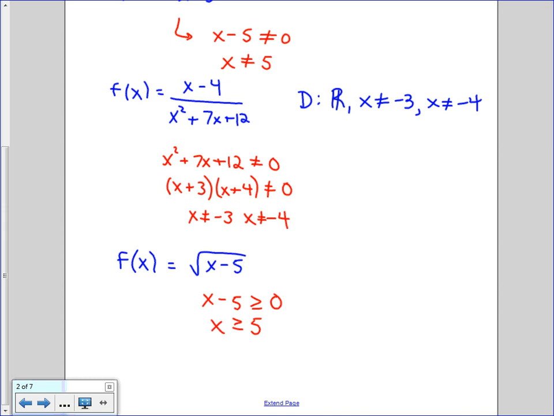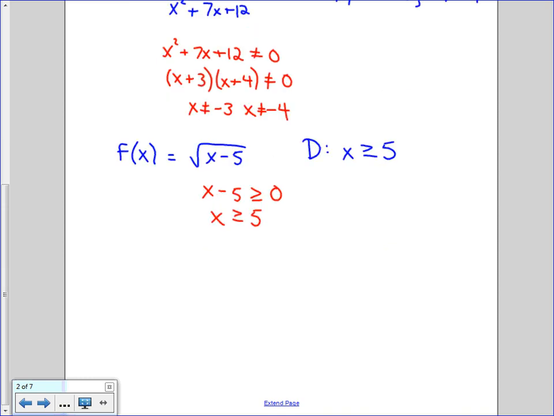So when we write our domain, we'll say that x has to be greater than or equal to 5, and that assumes that you know it's all real numbers greater than or equal to 5, so you don't need to put the all reals in front of this. You can if you want. It's not incorrect to say all real numbers such that x is greater than or equal to 5. But you'll often see me just leave it as x is greater than or equal to 5.